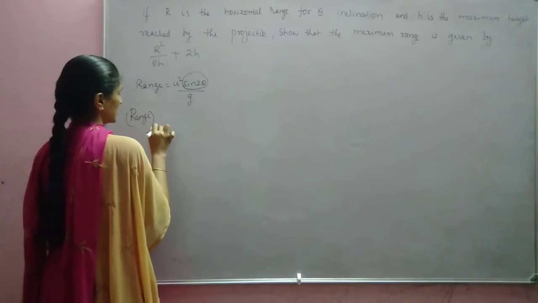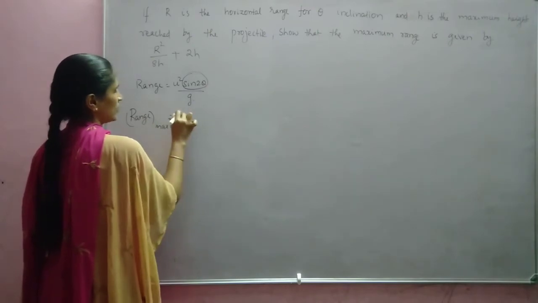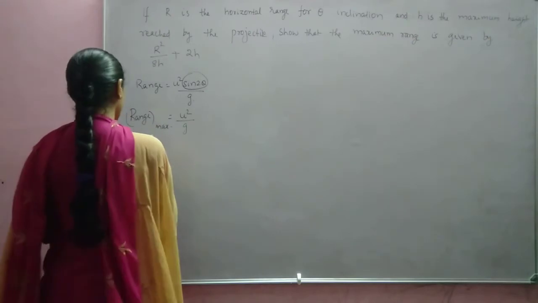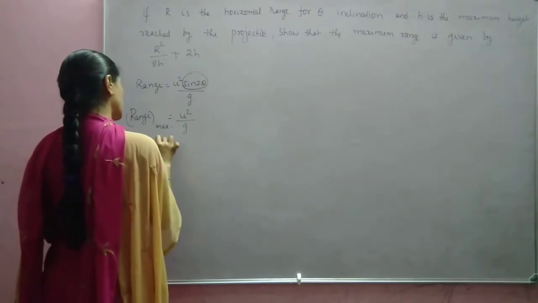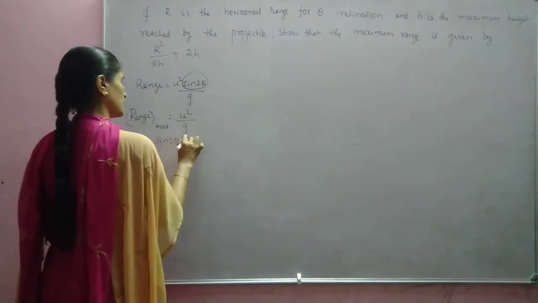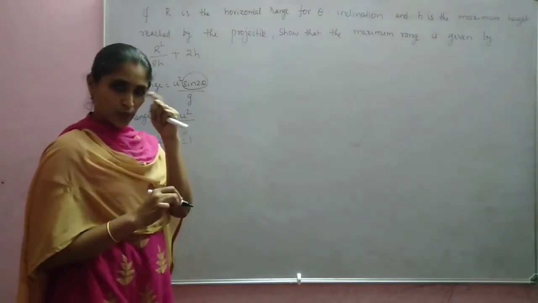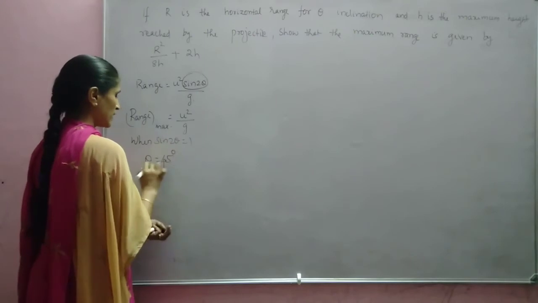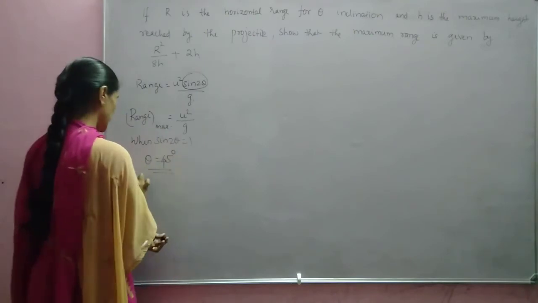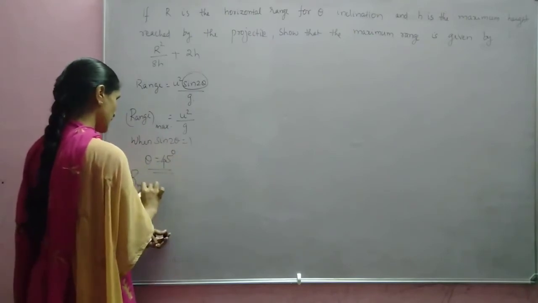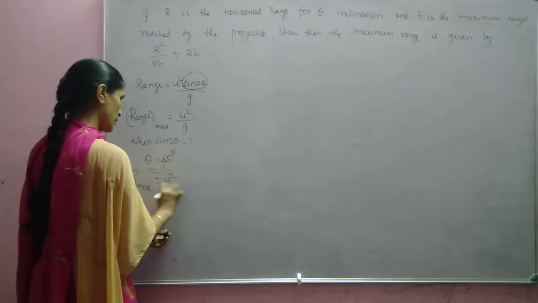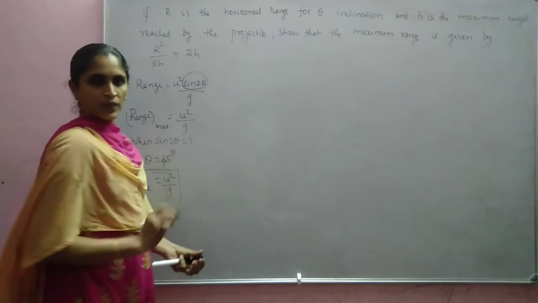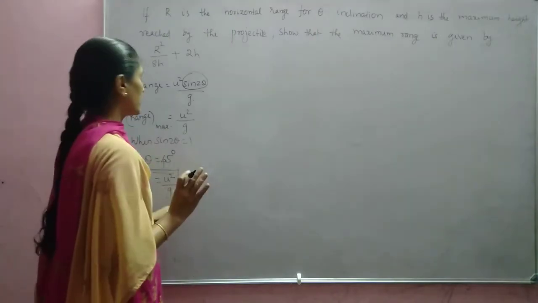Range maximum, we can write u square by g. That is when sine 2 theta is equal to 1, or we can say that when theta is equal to 45 degree. For that case, maximum range will be there. So R max is given by u square by g. So this is the maximum range. Okay. Is it clear? So maximum range is given by u square by g.